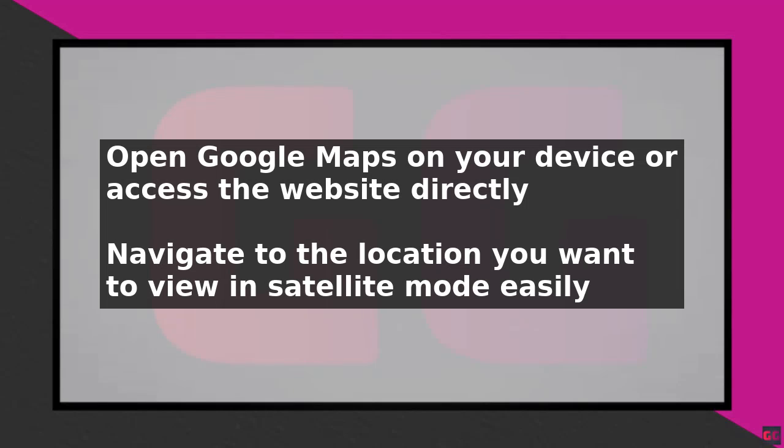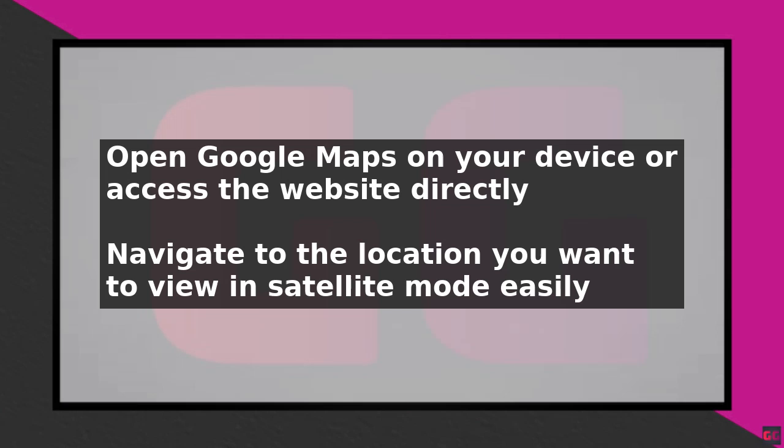Enabling satellite view in Google Maps is a straightforward process that allows you to view high-resolution satellite images of locations around the world. To start, open Google Maps on your device, either by accessing the website or using the mobile app. First, navigate to the location you want to view in satellite mode by typing the address or location name in the search bar and selecting it from the results.